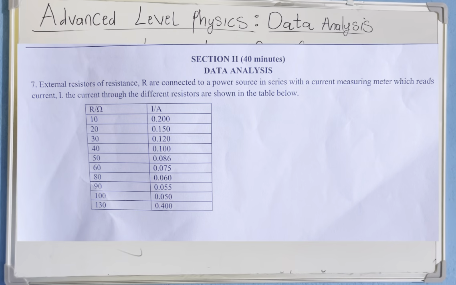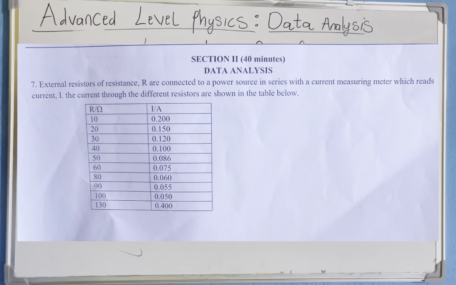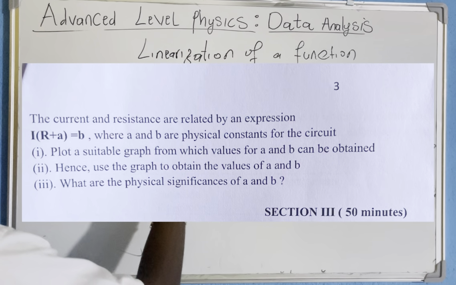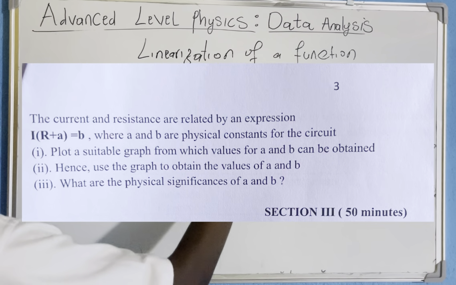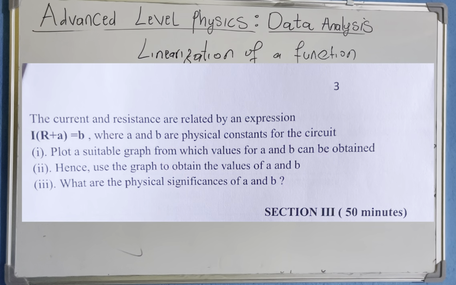Next question. Now we have external resistors of resistance R connected to a power source in series with a current measuring meter which reads current I. The currents through the different resistors are shown in the table below. Then the current and the resistance are related by the expression, equals B, where A and B are physical constants of the circuit. Roman 1, plot a suitable graph from which values of A and B can be obtained. Roman 2, hence use the graph to obtain the values of A and B. And Roman 3, what are the physical significance of A and B?